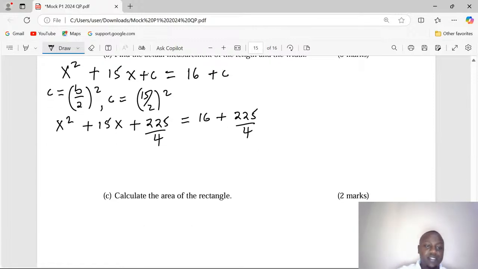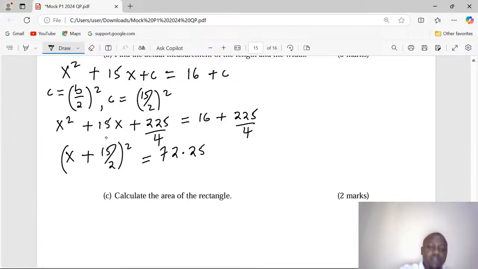We can factorize the left-hand side, whereby we pick the square root of x squared, which is x. The sign which follows is a plus. The square root of this part will be 15 over 2, squared. This is equal to 16 plus 225 over 4, which gives us 72.25, 72 and a quarter, in other words.